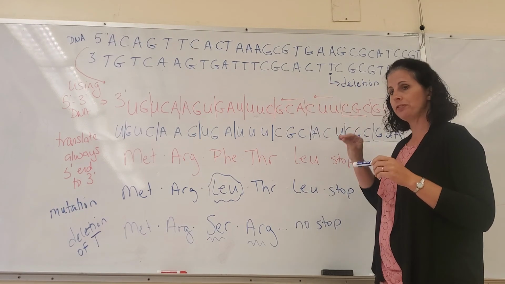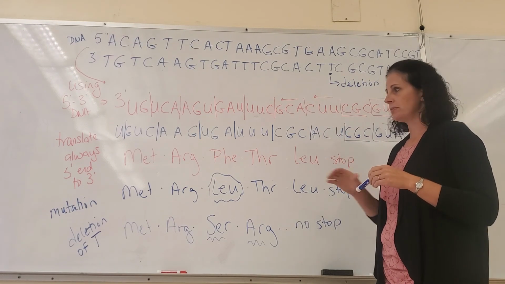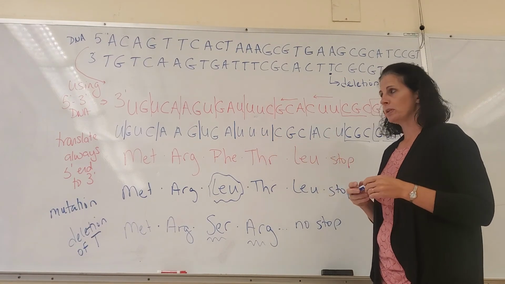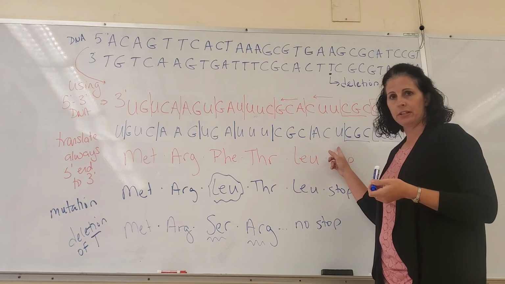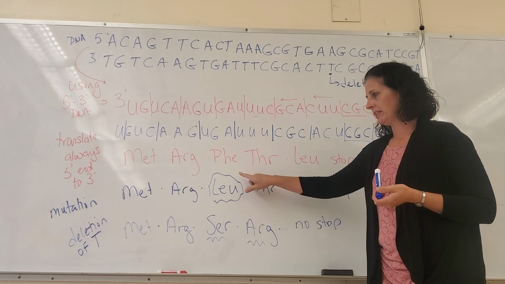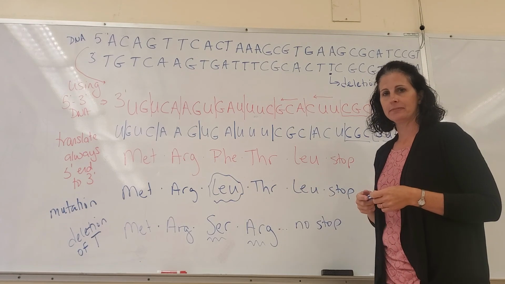And those are called frame shift mutations because they're shifting our groups of 3 and they cause a more significant impact after the deletion. Whereas with a base substitution, we're really only affecting most of the time one amino acid.